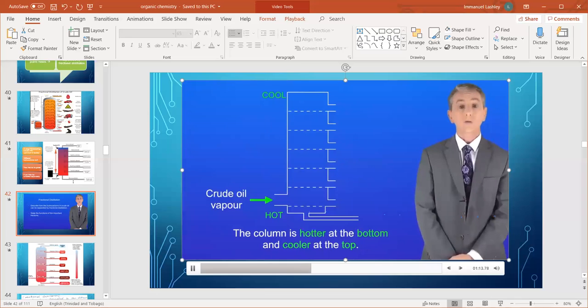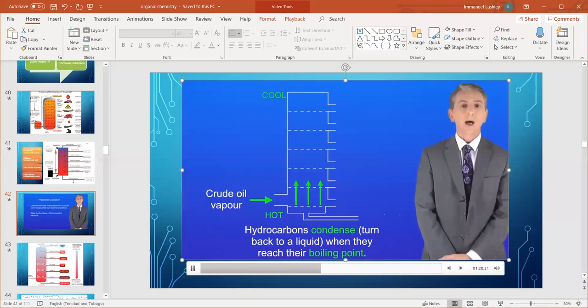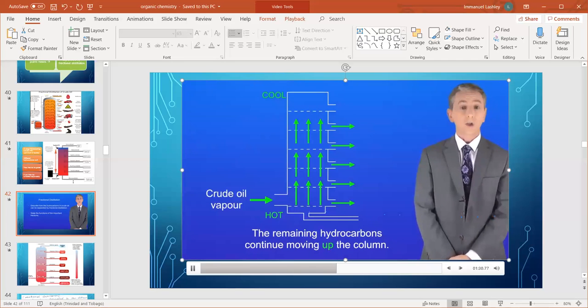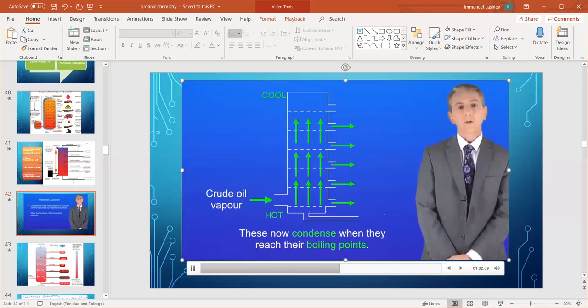The column's hotter at the bottom and cooler at the top. The hydrocarbon vapors now rise up the column. Hydrocarbons condense when they reach their boiling point. In other words, they turn back to a liquid, and the liquid fractions are then removed. The remaining hydrocarbons continue moving up the column. These now condense when they reach their boiling points.